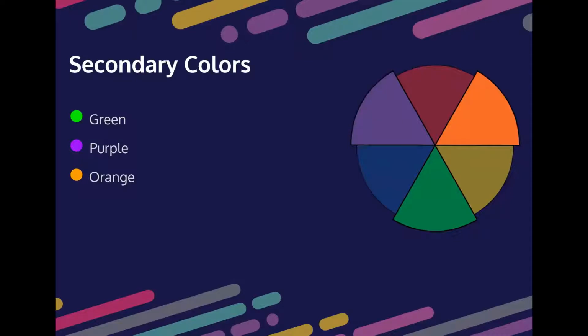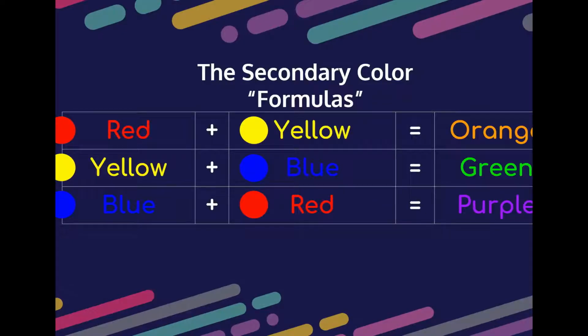Secondary colors are what you can make from the primary, just two of them. So let's see, we've got orange, purple, and green. As some of you should know by now, red and yellow makes orange, yellow and blue makes green, and blue and red makes purple.